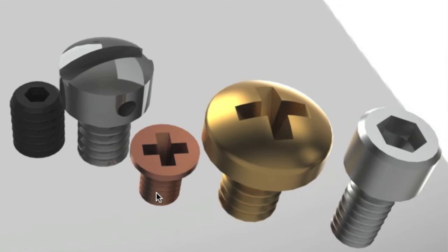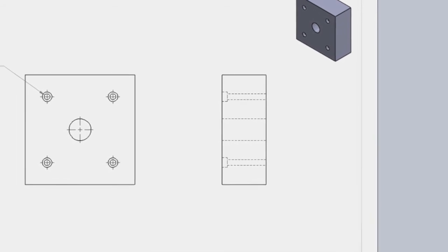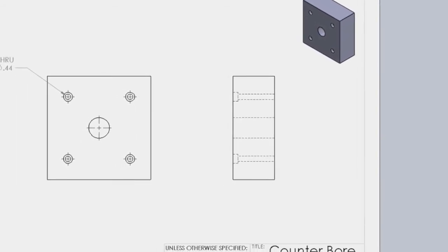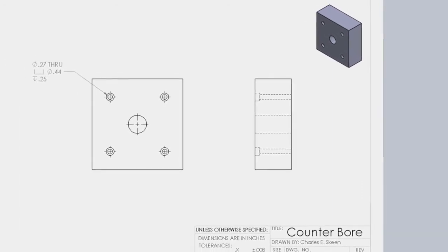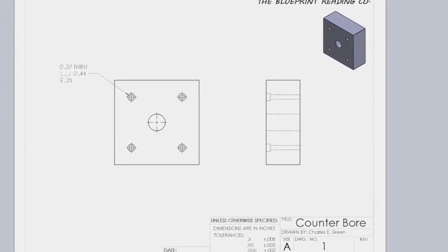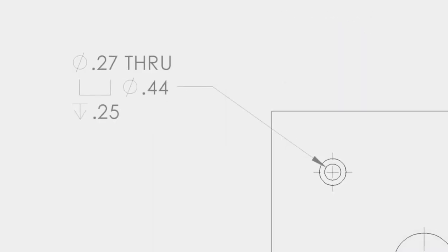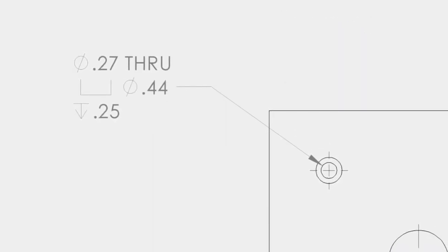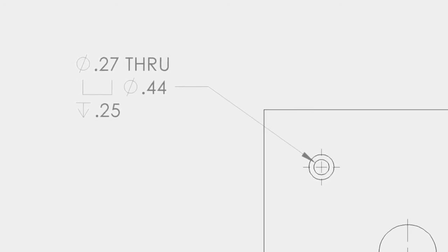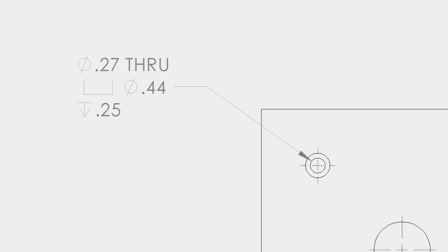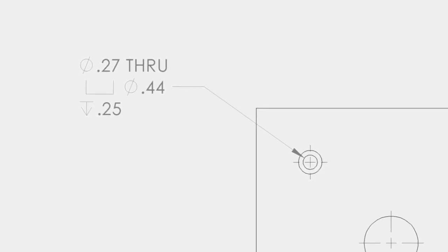When fasteners need to be recessed, a counterbore tool is used to create a larger diameter that is concentric with the existing hole. The counterbore removes material to a depth where the fastener can be seated and recessed below the outer part surface. For a counterbore to be dimensioned, the blueprint must contain the diameter of the hole, followed by the diameter of the counterbore and the depth of the counterbore.